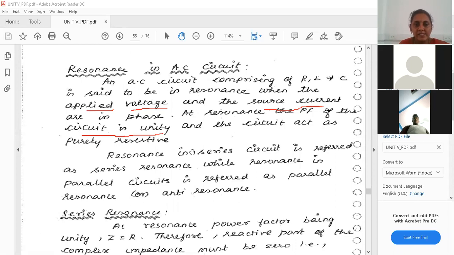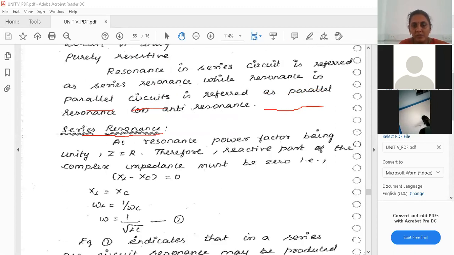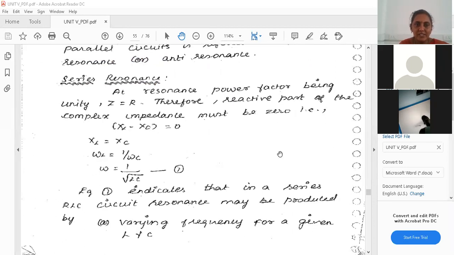Resonance in a series circuit is referred to as series resonance, while resonance in a parallel circuit is referred to as parallel resonance. So we will be reading about two resonances, series resonance and parallel resonance. First, we'll start with series resonance.